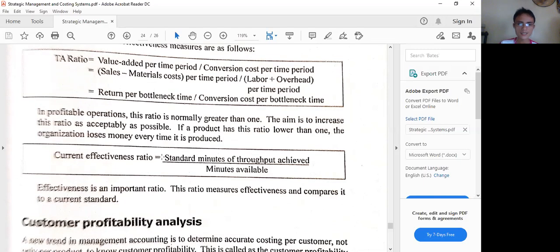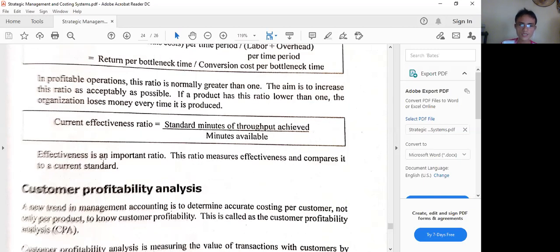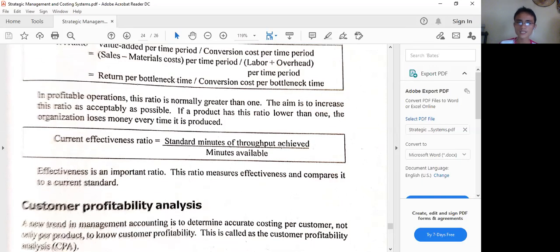Next is the current effectiveness ratio. That is standard minutes of throughput achieved over the minutes available. So clearly, what has been achieved using the throughput in terms of the time and the time really available. Effectiveness is an important ratio because we would be able to know the extent of how we are able to achieve our goals. So with the minutes available, what is really the achieved standard minutes, and compare it to a current standard. All right, so that's it for throughput accounting with the theory of constraints and the TA later on.